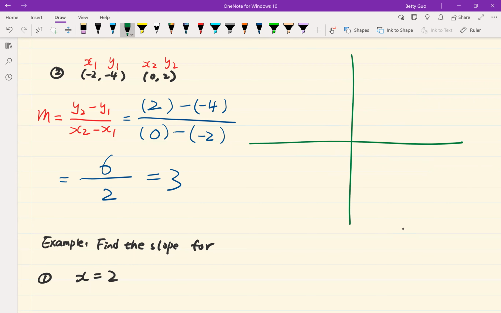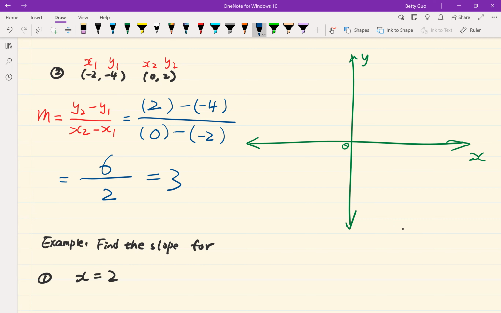Let's graph the line in the rectangular coordinate system. Let's see the first point, negative 2, comma, negative 4. X coordinate is a negative 2. Y coordinate is a negative 4. Which quadrant is this point at? Quadrant 1 or 2 or 3 or 4? Both x and y are negative. Quadrant 3, yeah, exactly.